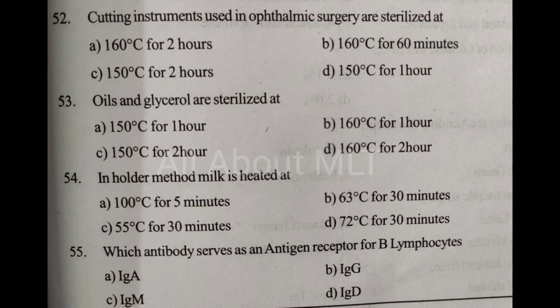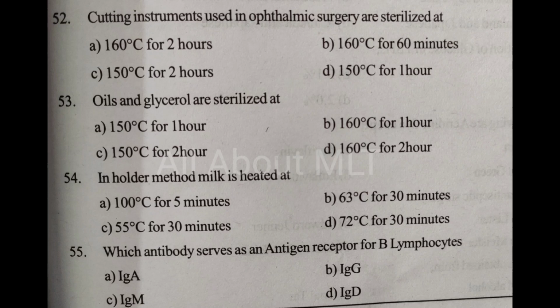Oils and glycerols are sterilized at option A 150 degrees Celsius for 1 hour, option B 160 degrees Celsius for 1 hour, option C 150 degrees Celsius for 2 hours, option D 160 degrees Celsius for 2 hours. Answer is option A 150 degrees Celsius for 1 hour. Older method, milk is heated at option A 100 degrees Celsius for 5 minutes, option B 63 degrees Celsius for 30 minutes, option C 55 degrees Celsius for 30 minutes, option D 72 degrees Celsius for 30 minutes. Answer is option B 63 degrees Celsius for 30 minutes.